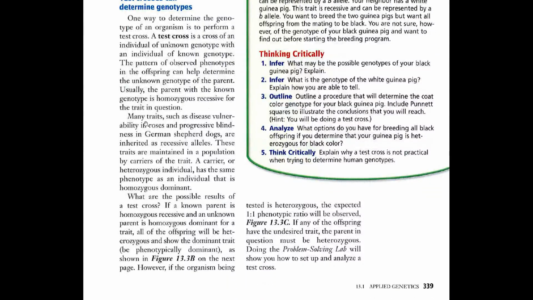Many traits, such as disease vulnerability in roses and progressive blindness in shepherd dogs, are inherited as recessive alleles. Remember, you keep breeding the same plants, they're going to keep getting the same traits. You keep breeding the same dogs, they're going to keep getting the same traits. Some of your dogs might have joint pain, and that's probably a recessive trait that they have inherited because of their breed. And that's also why, in my opinion, dogs that you don't know what kind of breed they are seemingly last a little longer than purebred dogs, because you kind of smooth over all of the recessive genes.